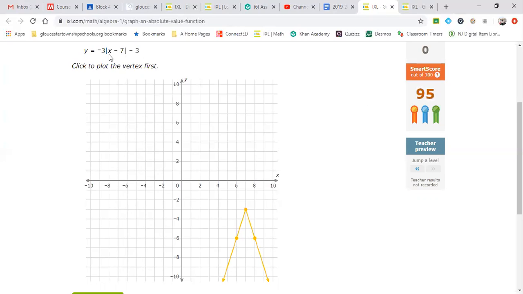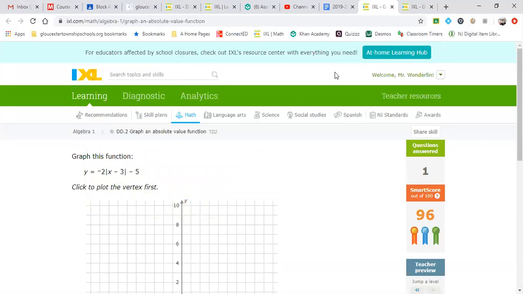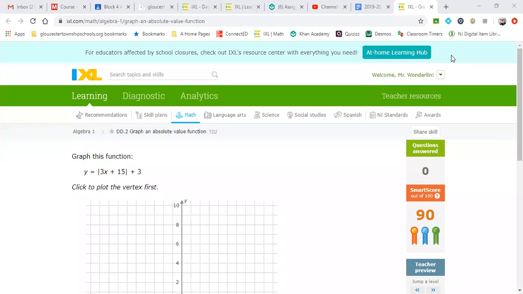But if I input 8, 8 minus 7 is 1. Absolute value of 1, still 1. 1 times -3, -3. And -3 minus 3 is -6. This should be the point with y equals -6, and it checks out. Those are the easy ones. Last but not least, here's a trick, a harder one with a little something else going on.